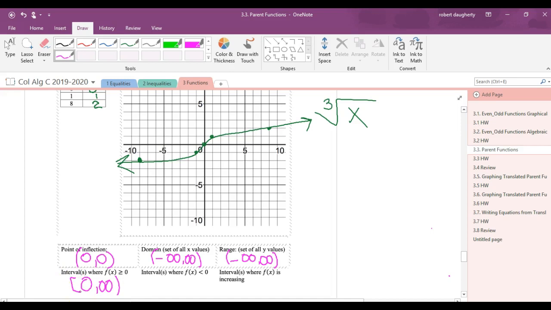Where is this function less than 0? That's where? Now you travel from left to right. Negative infinity to 0. Negative infinity to 0, all parentheses.